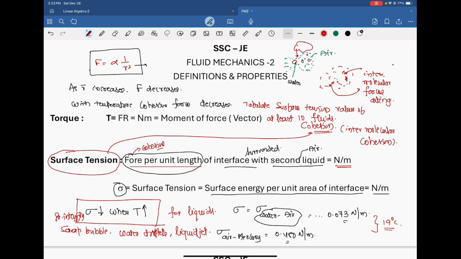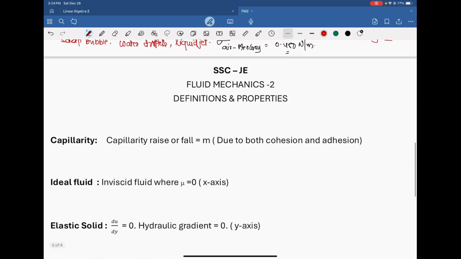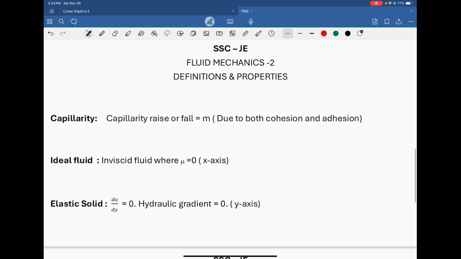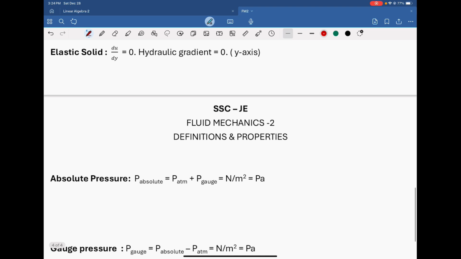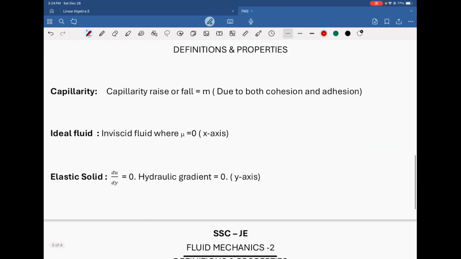Pressure is measured in Newton per meter square. That is equal to Pascal. Pressure can also be seen as a stress. Now, we will go to capillarity.